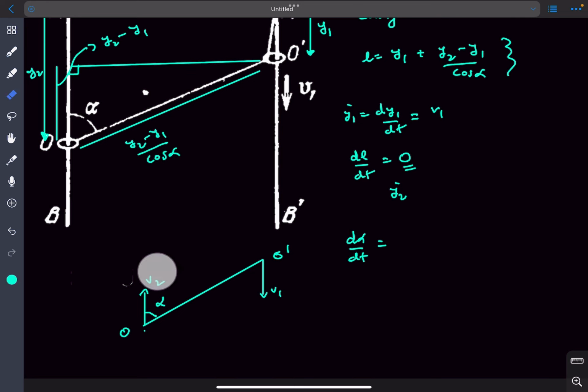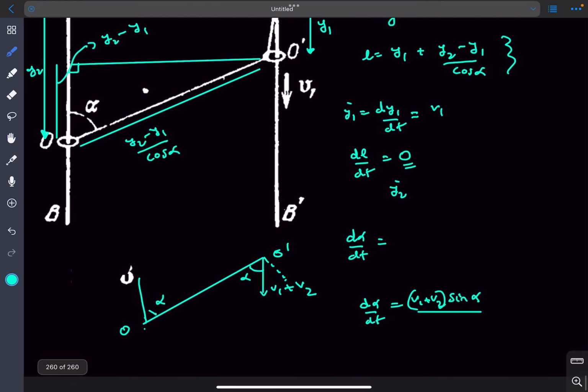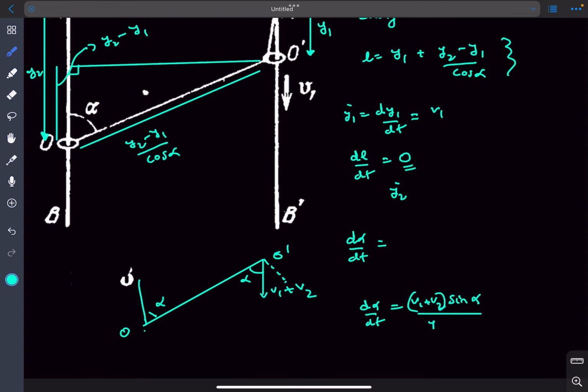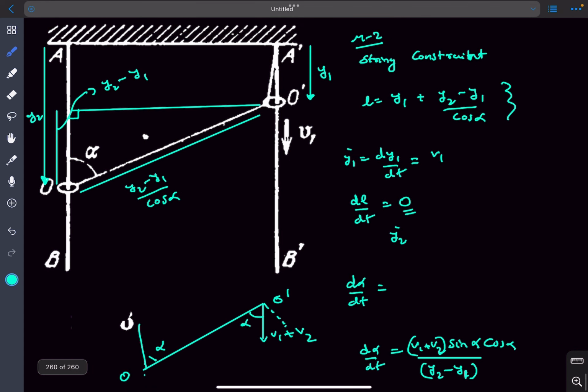If I observe point O dash relative to point O, all we have to do is reverse and add the velocity of V2. So now it is given that this angle is alpha. So even this angle is alpha. So from here we can easily write d alpha by dt as (V1 plus V2) sine alpha divided by the length OO dash, which is actually (y2 minus y1) divided by cos alpha. And as you can see, this method is pretty lengthy. You guys can take it as a homework and try to finish this.